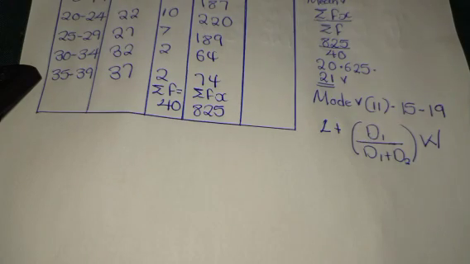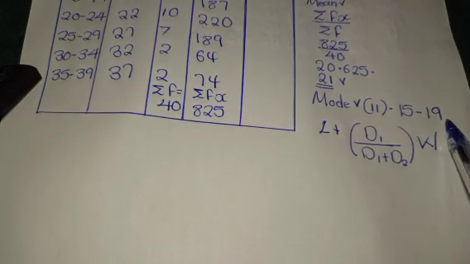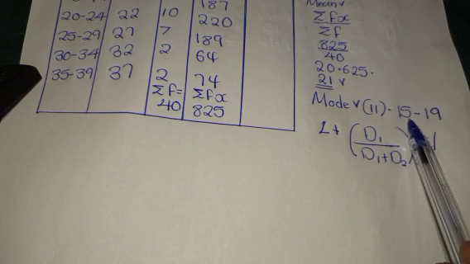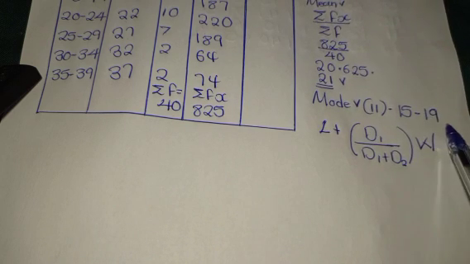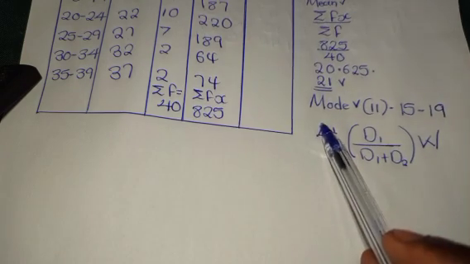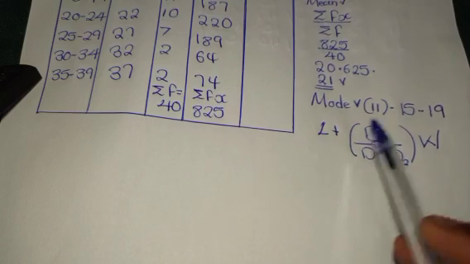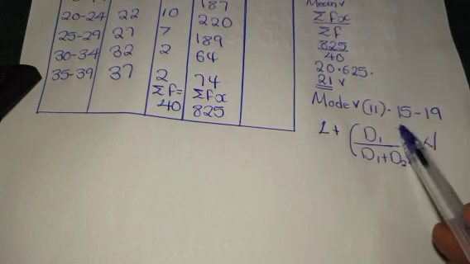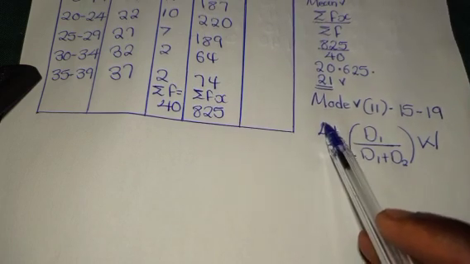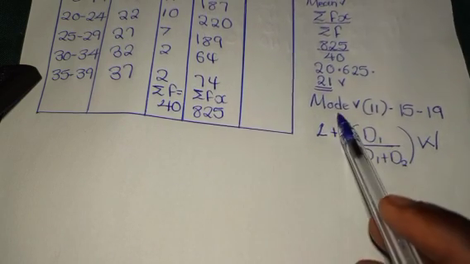What I'm trying to say here is this. Under the mode, remember you have 15 and 19. So 15 is the lower boundary of the class, while 19 is the upper boundary of the class. Remember, this L is the lower boundary, but this does not mean simply that we're looking at this 15 directly. No. So we need to find the average lower boundary of the mode class.